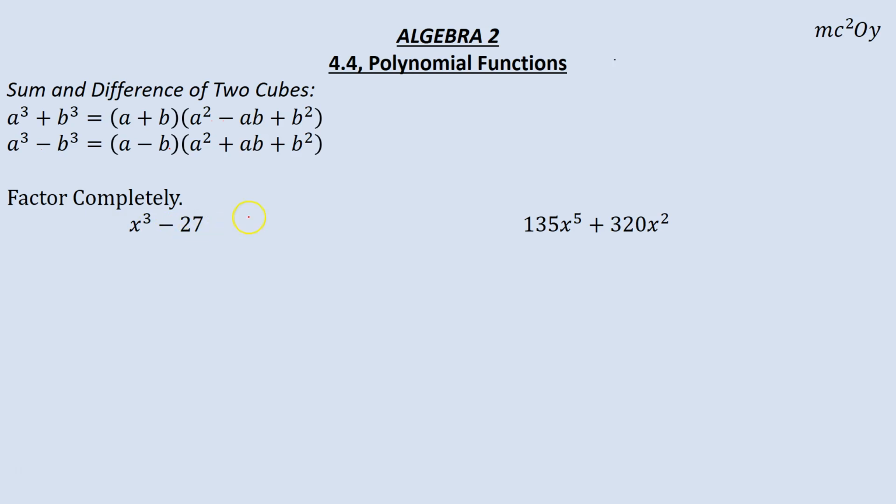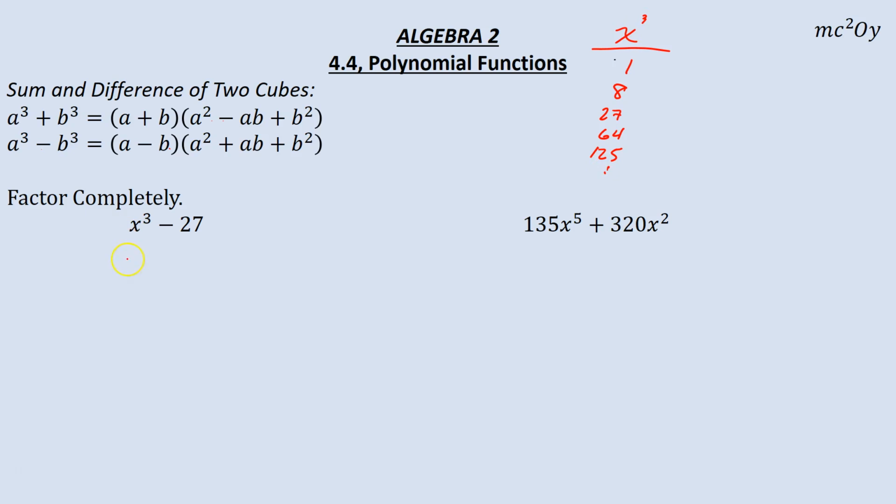If you're not familiar with your perfect cubes, sometimes it just helps to write them down. We have 1 times 1 times 1, 2 times 2 times 2, which is 8, 3 times 3 times 3, 27, 4 times 4 times 4, 64, 5 times 5 times 5 is 125, and so on. So those are your perfect cubes. Okay? We can keep going, but we'll stop there.